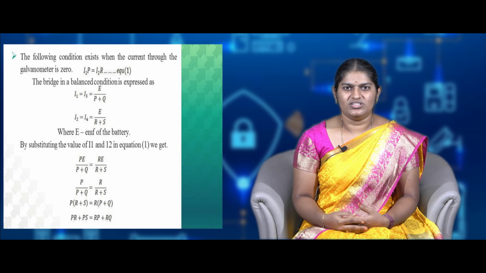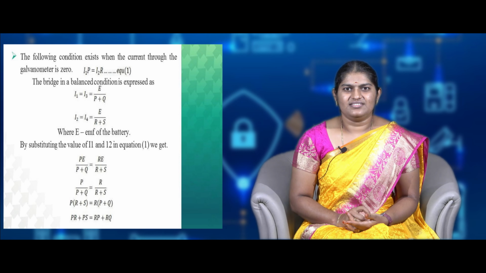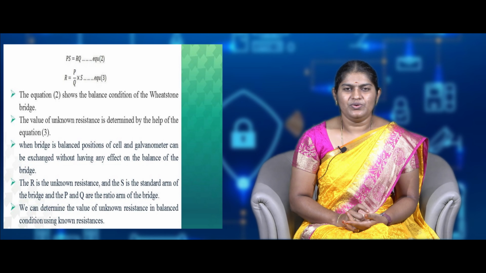Cross multiplying both the sides, we get P into R plus S is equal to R into P plus Q. PR plus PS is equal to RP plus RQ. Cancelling PR on both sides, we get PS is equal to RQ. R is equal to P by Q into S. P by Q is equal to R by S.